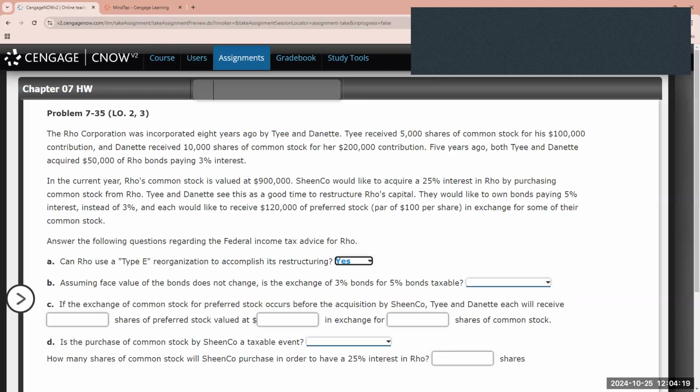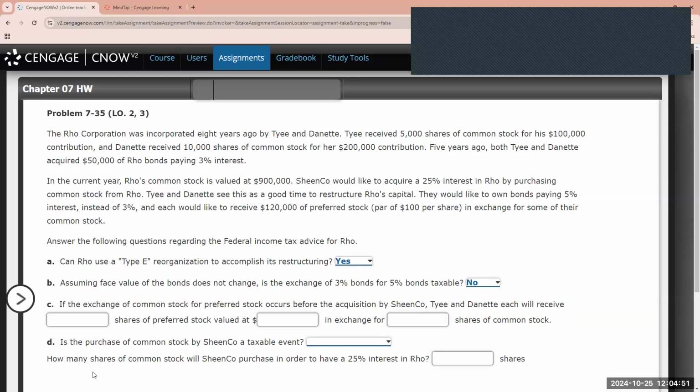We move on to B. Assuming that the face value of the bonds does not change, is the exchange of 3% bonds for 5% bonds taxable? So as we mentioned, an exchange of bonds for bonds is not taxable so long as the face value of the bonds doesn't change. And the fact that the interest to be received is going to increase doesn't create income until the higher interest is paid. So therefore, the correct answer for this is going to be no.